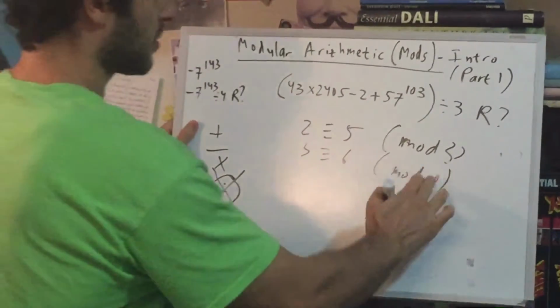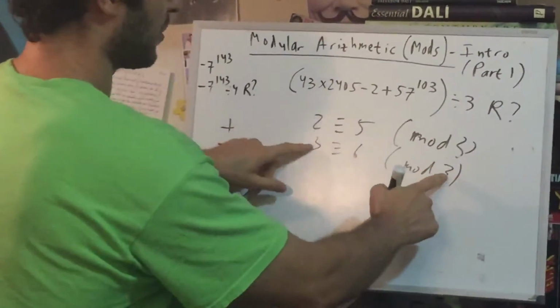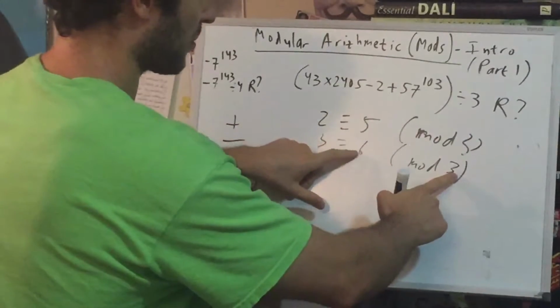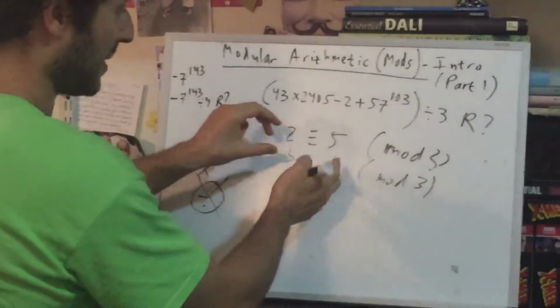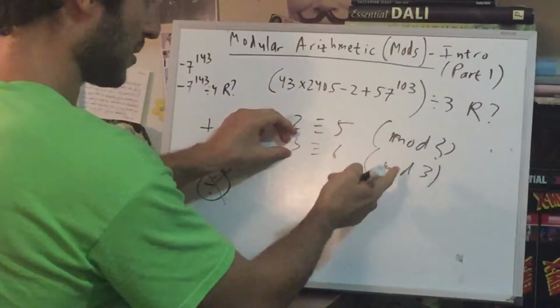3 divided by 3 leaves a remainder of 0. 6 divided by 3 leaves a remainder of 0. Hence, when we say congruent, this means they have the same remainder when divided by 3.